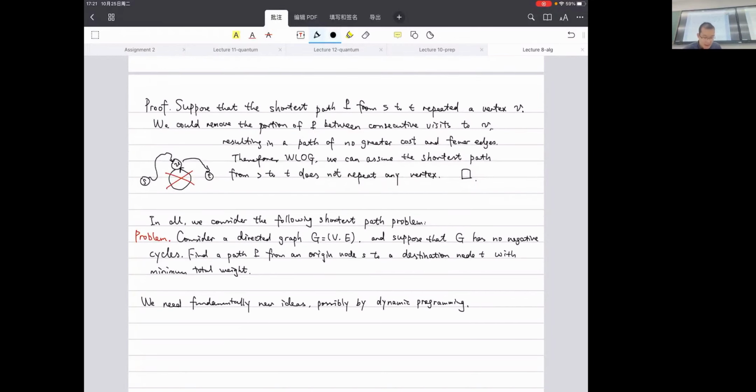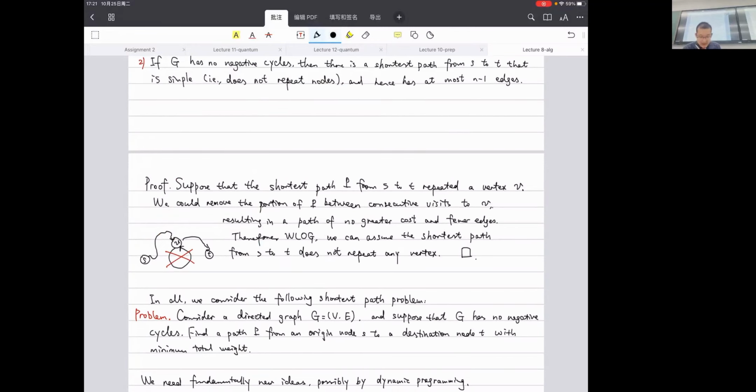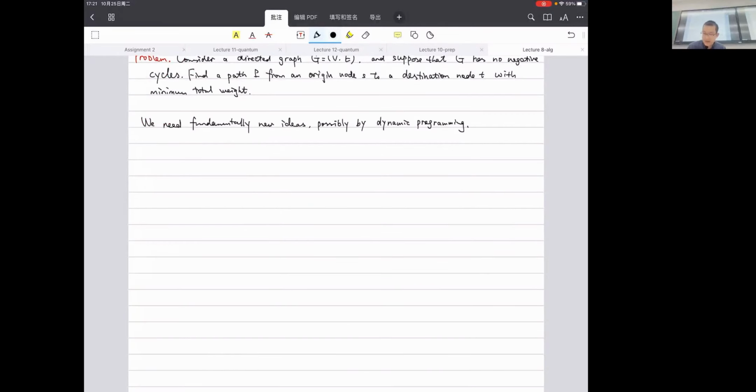I think a key observation is that we can still assume the shortest path is a simple path, and the length of the path is at most n-1. So something good that we can utilize is the length of the shortest path. It makes a lot of sense to have one parameter to represent the length of the current path, and of course the other parameter is going to be the vertices. So that comes to the idea.